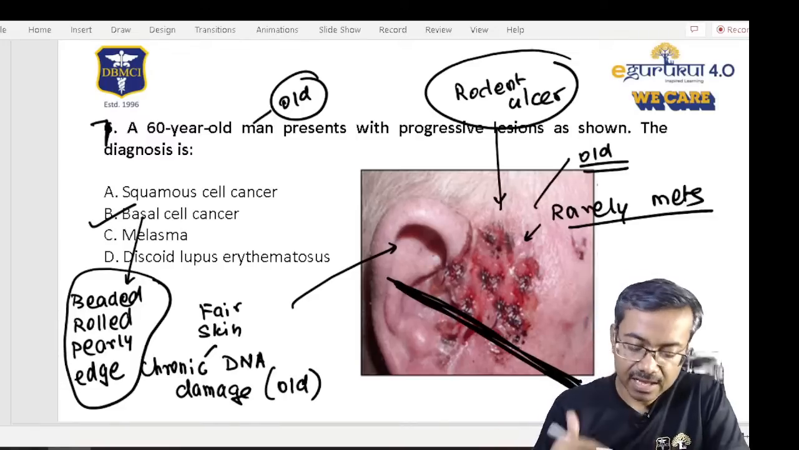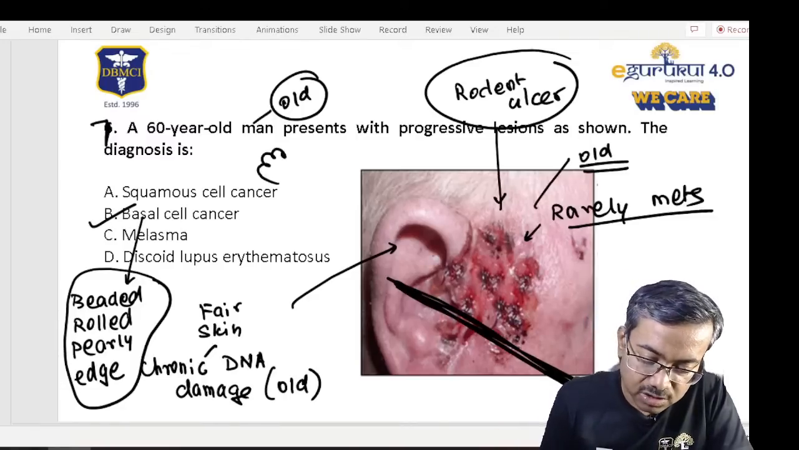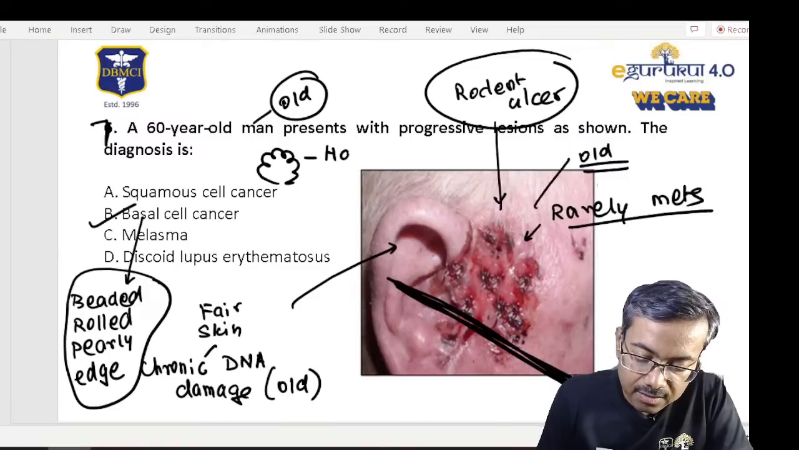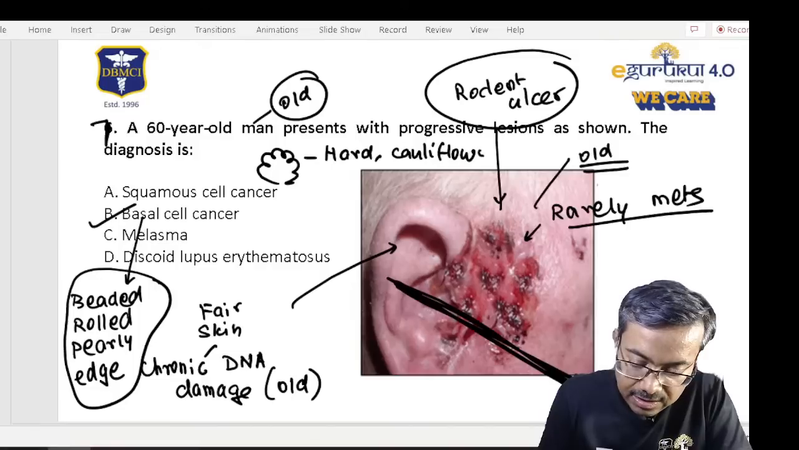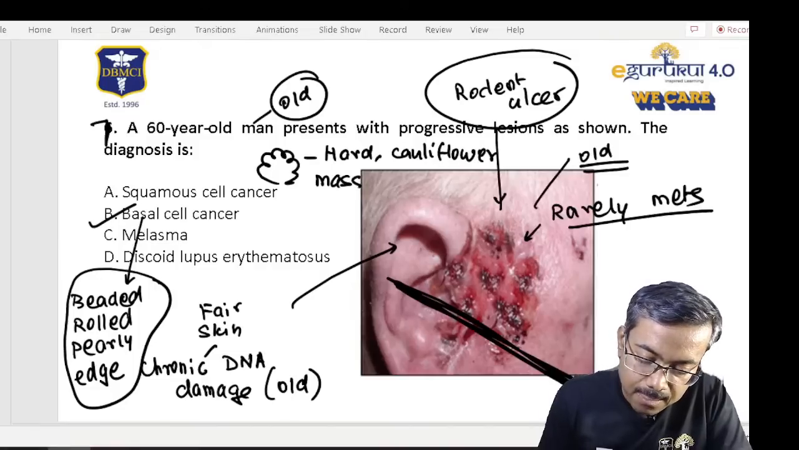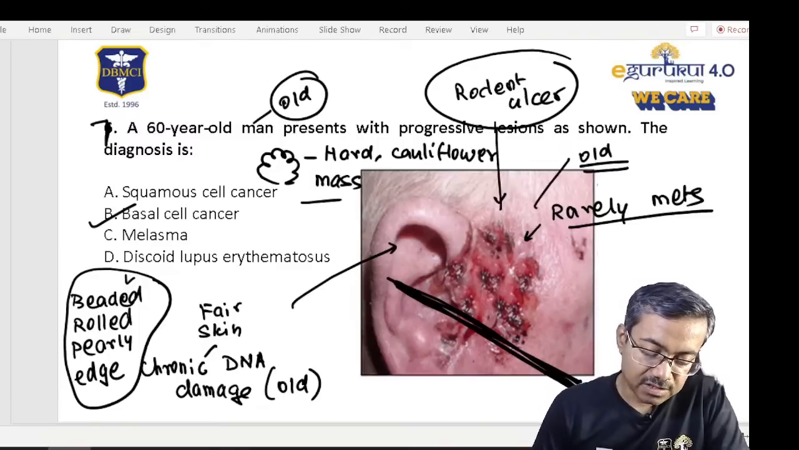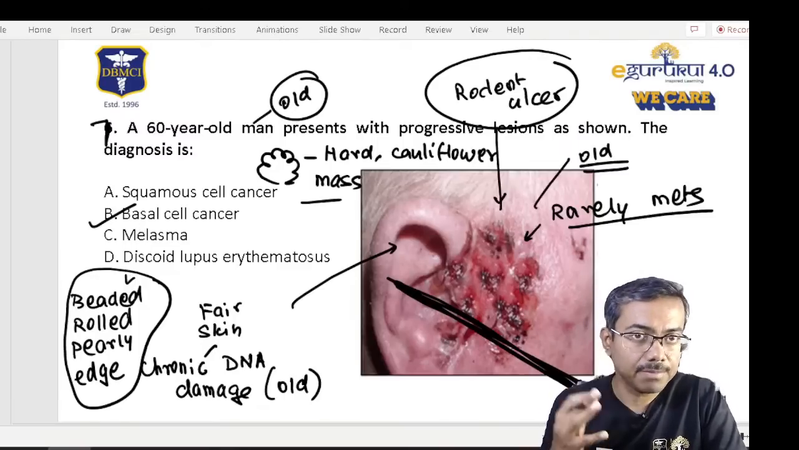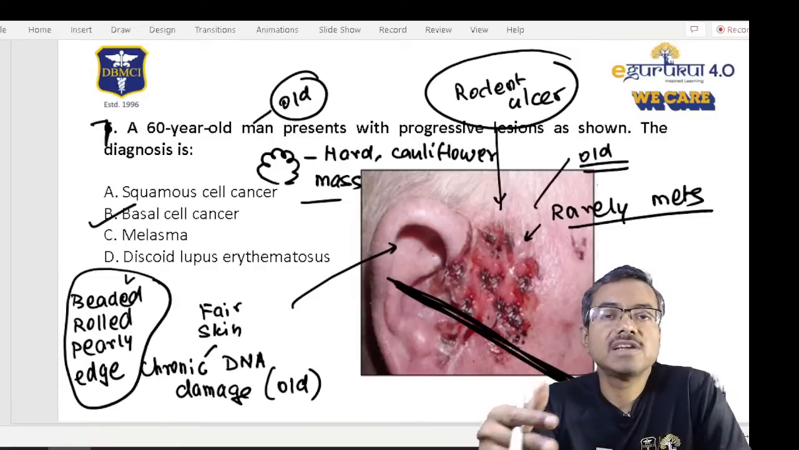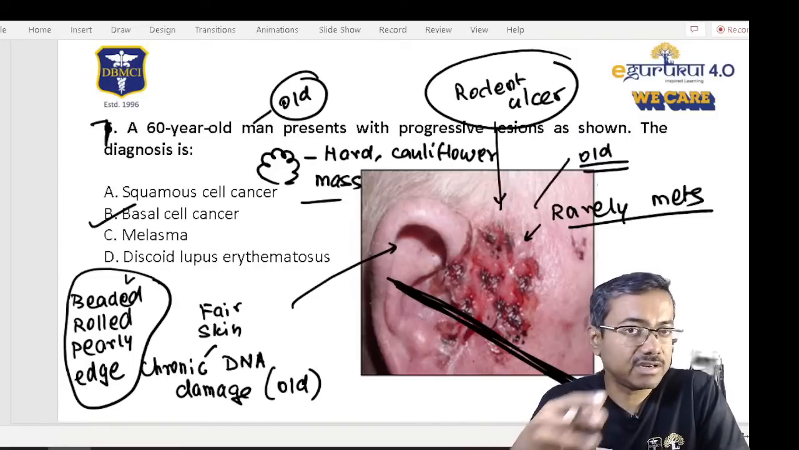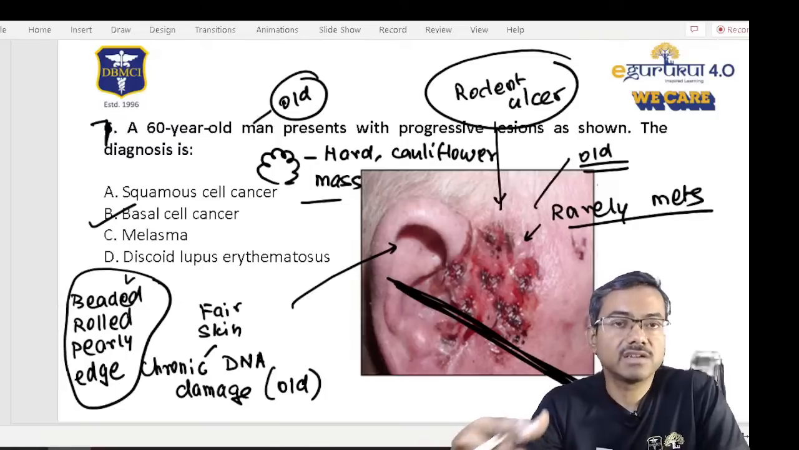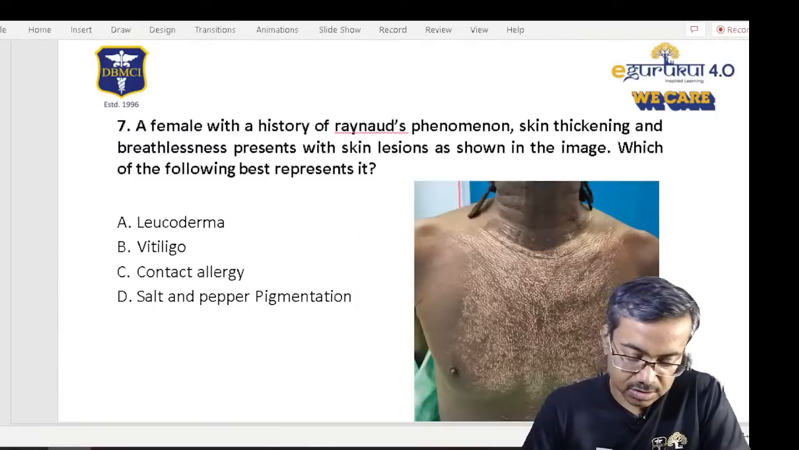Basal cell cancer. Obviously, squamous cell cancer would usually be a harder, cauliflower mass. That would be more classically the squamous cell question, not a rodent ulcer. Melasma obviously is not even in contention because that's a pigmented lesion. DLE, I'll show you the image later on what DLE looks like. It doesn't really create an ulcer. DLE doesn't create an ulcer. So that's again not the answer here.